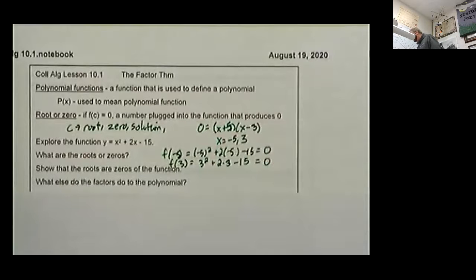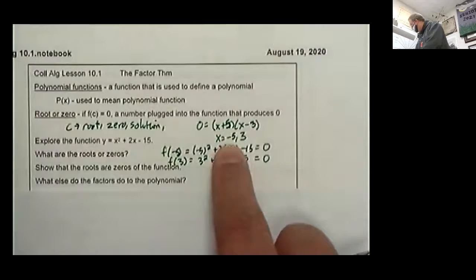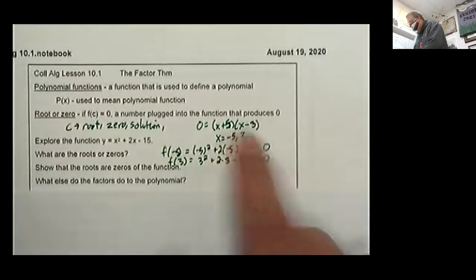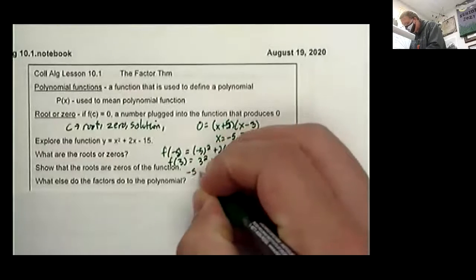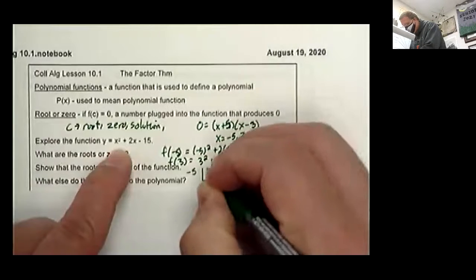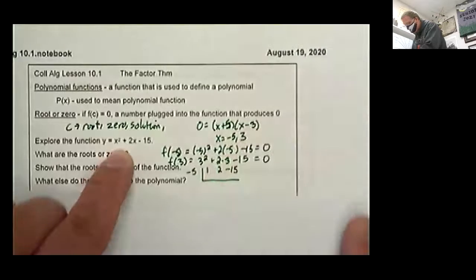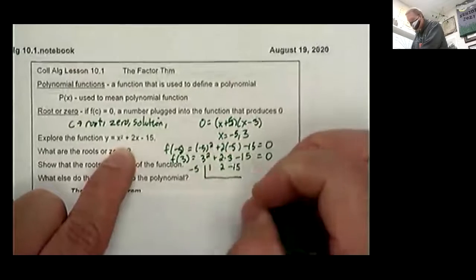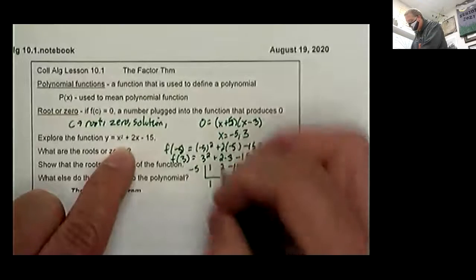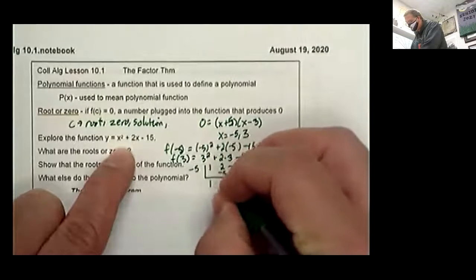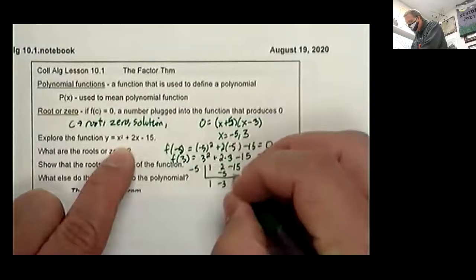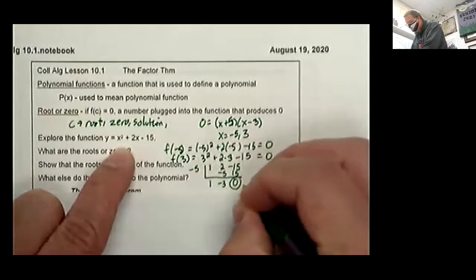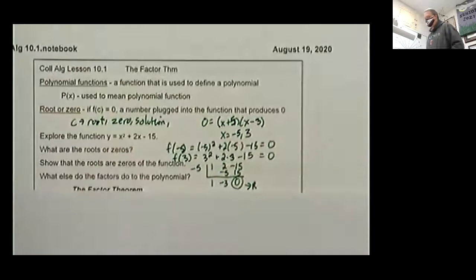What else do the factors do to the polynomial? Well, let's look at using synthetic division. So our x was -5. If we use synthetic division with our polynomial, that would be 1, 2, -15, what happens? Well, to use synthetic division, we're going to drop the first number, that's a 1. Then we're going to multiply and add. -5 times 1 is -5. Add is -3. Multiply is 15. Add, there's our 0. What do we get? Well, we got a remainder that is 0.